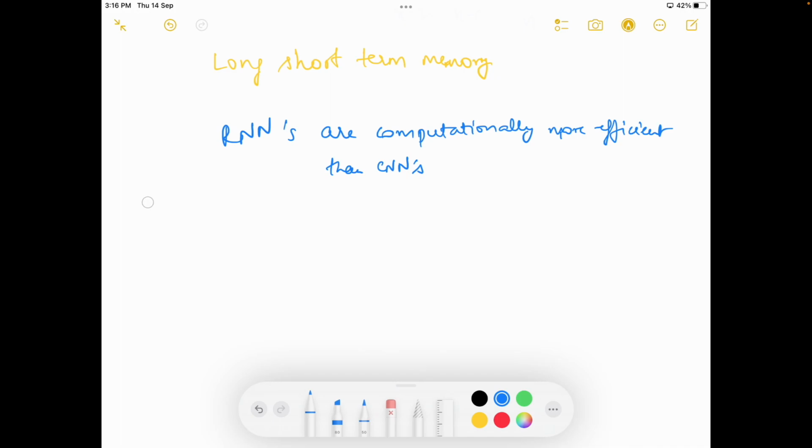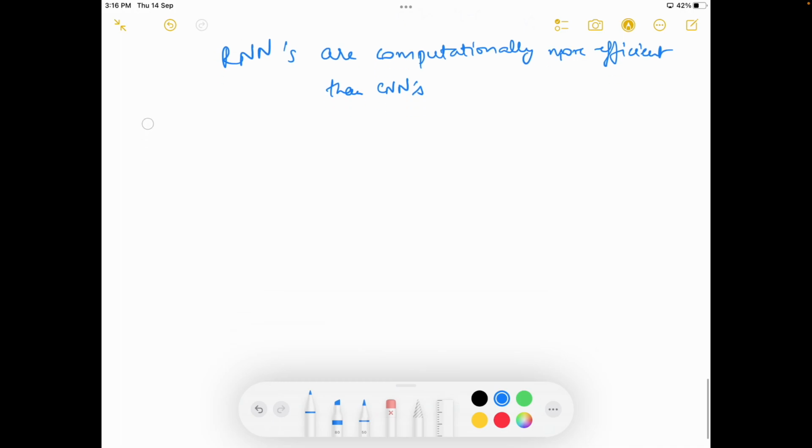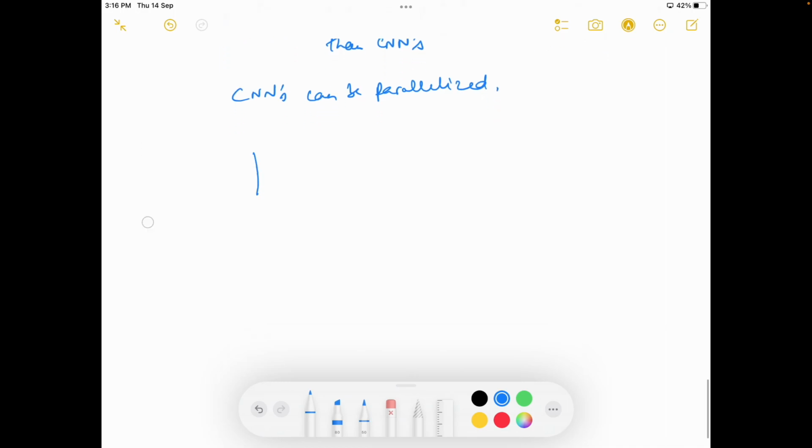Okay. The other thing is about parallelization. In CNNs, let's say this is my spectrogram.